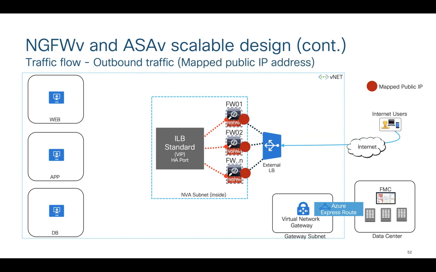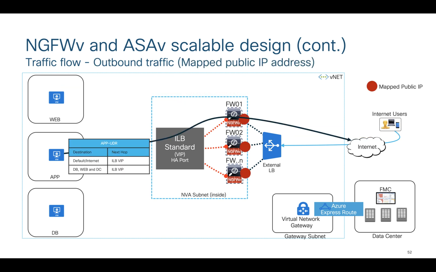If your traffic is going from your Azure environment to the internet, you can send it to the virtual IP address of your internal load balancer. The internal load balancer is going to send it to any of the firewalls available in the pool, and then you can translate traffic on the egress interface so that it can go out to the internet.